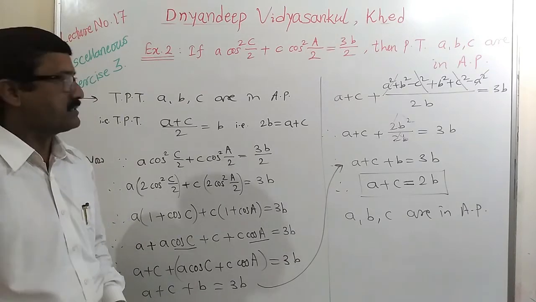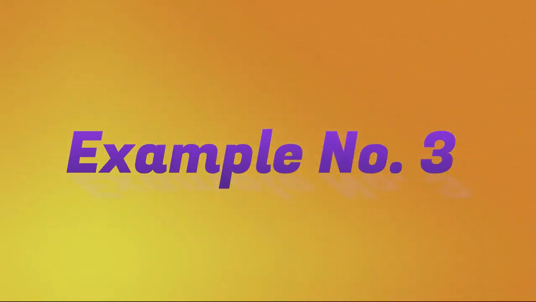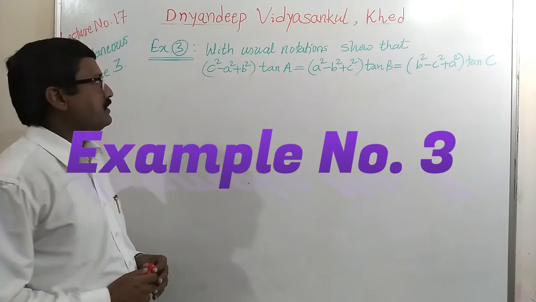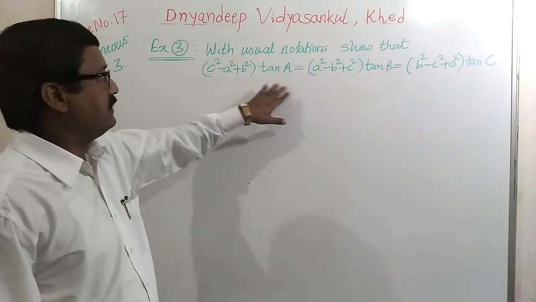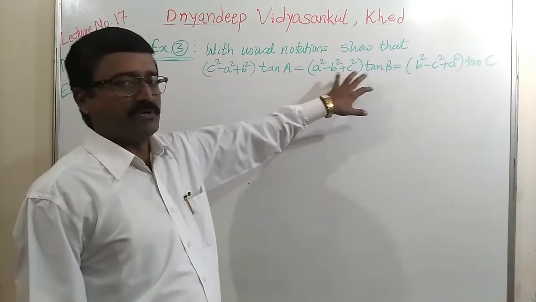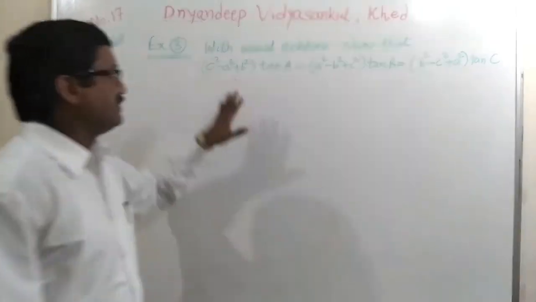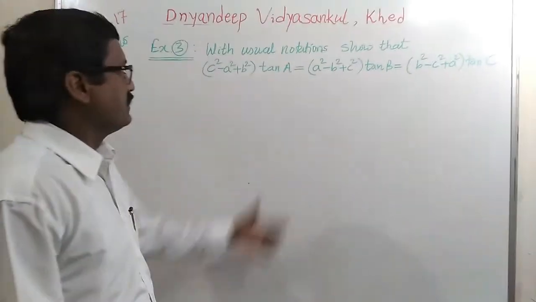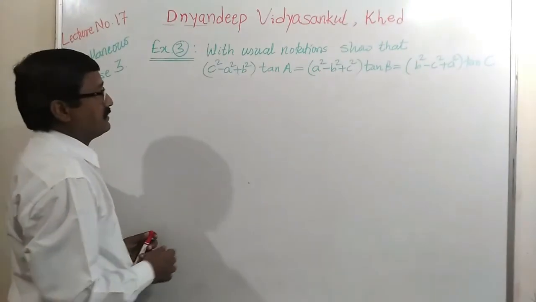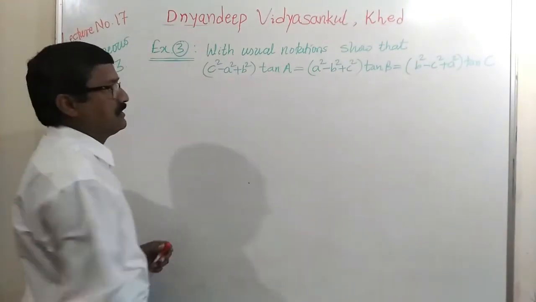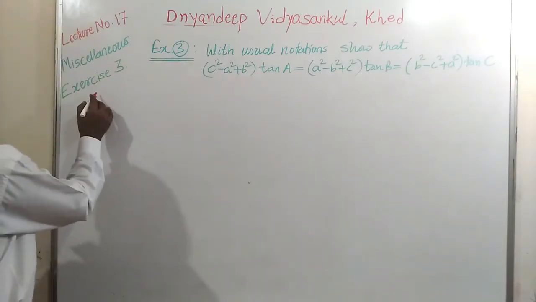Okay, let us see the next, third one. In the third example, with usual notations we have to show that (c square minus a square plus b square) into tan A equals (a square minus b square plus c square) into tan B equals (b square minus c square plus a square) into tan C. Here 3 equalities are there, first one, second one and third one. We will simplify each term here. Let us see the simplification of the first term.